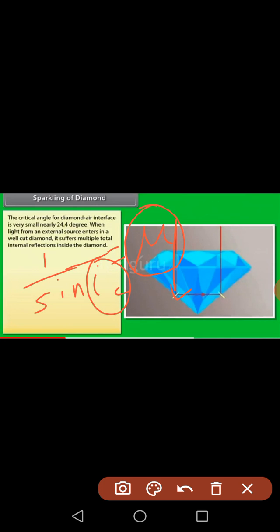If mu for diamond is 2.4, IC we can find by solving this equation. IC means critical angle for diamond, and it comes as 24.4 degrees. It's a small angle, not even 25, not even 30. So for almost all the light rays falling in diamond, the angle of incidence will be greater than this value. And if it is more than this, we know there will be total internal reflection.